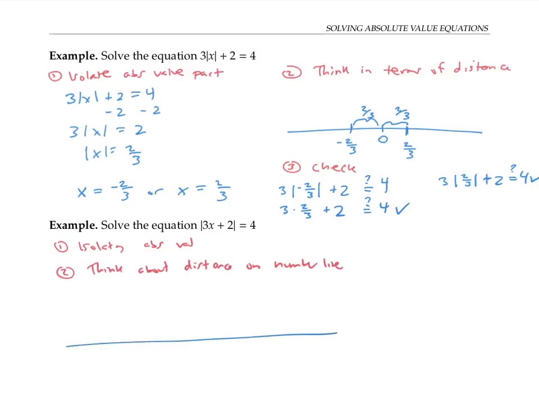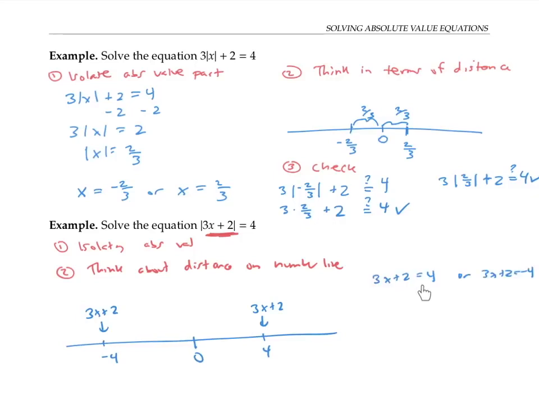So on my number line, the whole expression 3x plus 2 is supposed to be at a distance of 4 from 0. So that means that 3x plus 2 is here at 4, or 3x plus 2 is at -4. I'll write those as equations.